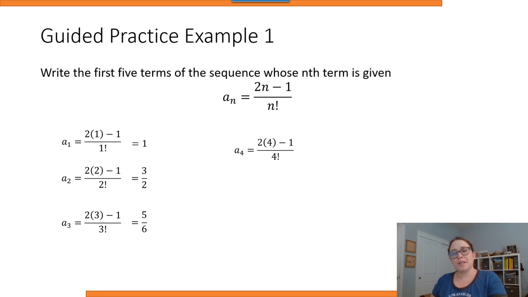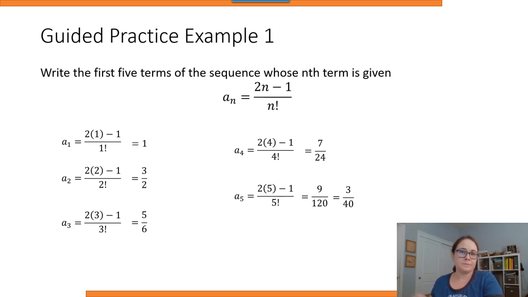For the fourth term, I get a4, which would be 2 times 4 minus 1 over 4 factorial, which would simplify to 7 over 24. Again, feel free to use a calculator for this. Just enter everything in carefully. And the fifth term, 2 times 5 minus 1 over 5 factorial, well, that would give me 9 on the top and 120 on the bottom, which does reduce to 3 over 40. And that's how you find the terms of a sequence.